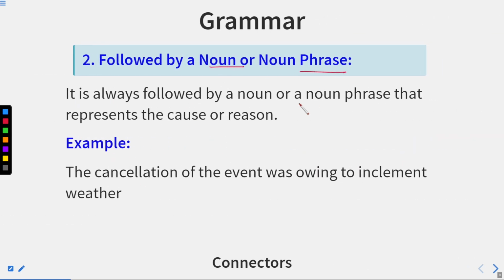It is followed by a noun or a noun phrase, so the structure will remain the same as that of because of and due to: just after it we can only have a noun or a noun phrase that represents the cause or the reason. The cancellation of the event was owing to inclement weather. Now I can also use due to, I can also use because of, so all the three words are the same.